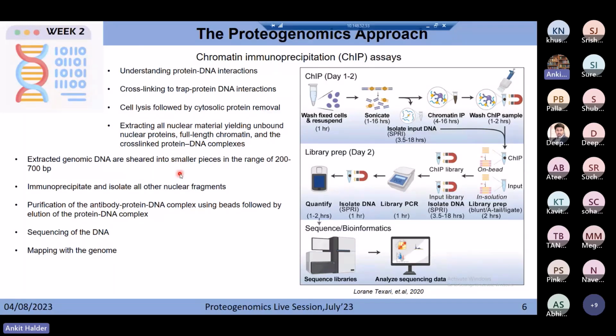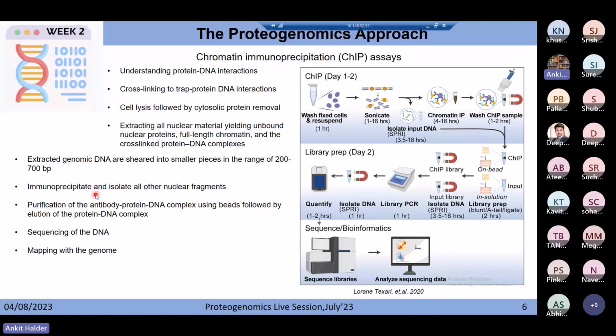Now these extracted genomic DNA are sheared into small pieces in the range of 200 to 700 base pairs. This gives an optimum region after which you can perform PCR and identify the sequences. Then the immunoprecipitation is performed. You know the protein for which you want to isolate the DNA fragment, that is, which part of the DNA that protein is interacting with. So you know the antibody, and you will do an immunoprecipitation.